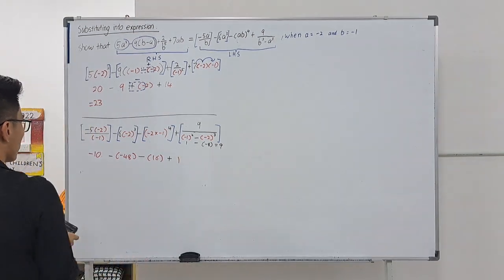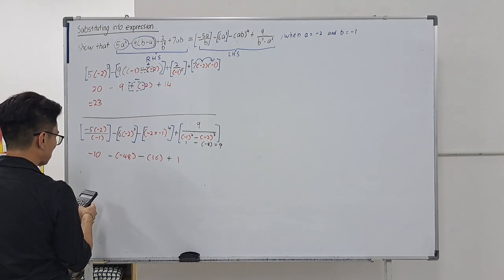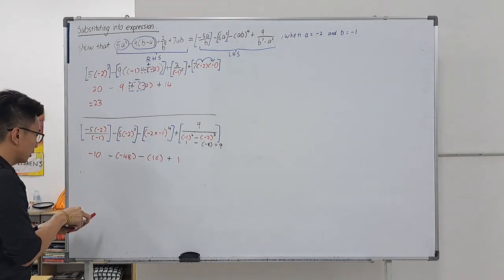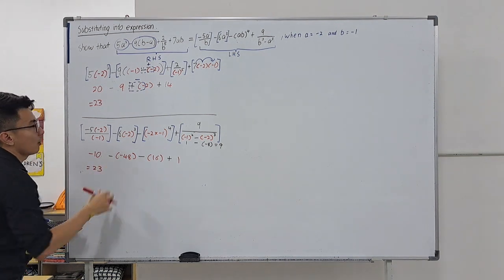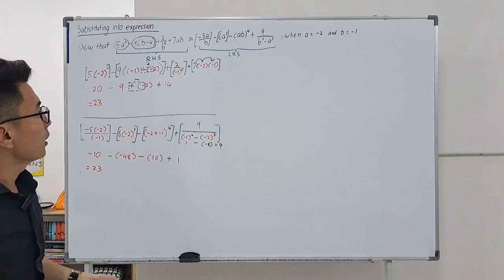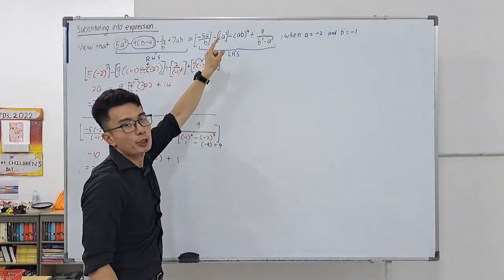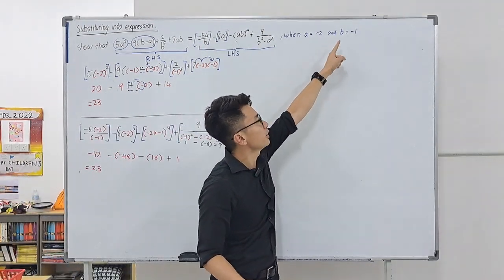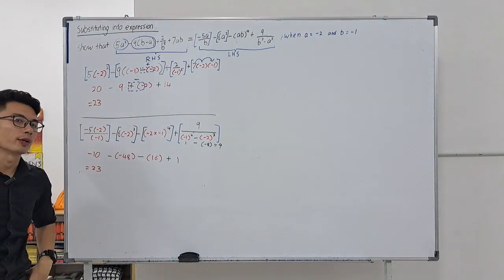Right now we can just proceed with this calculation, and true enough, we will get 23 again. So what have I done over here? I have shown that this expression over here and this expression over here are equal to each other when you substitute these two values in. I have already proved to you based on this calculation over here.